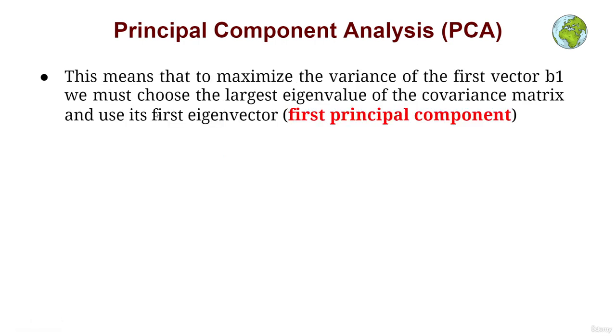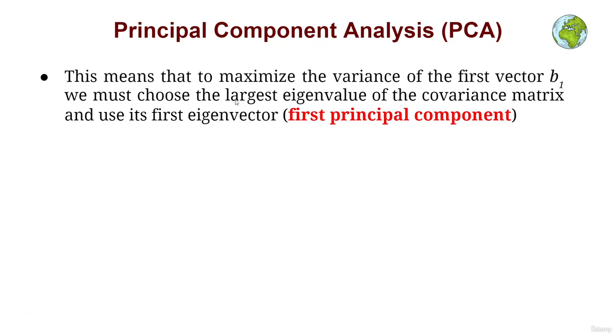So all in all, this means that to maximize the variance of the first vector b1, we must choose the largest eigenvalue of the covariance matrix and use its first eigenvector. This is going to be the first principal component, this first eigenvector that we find.